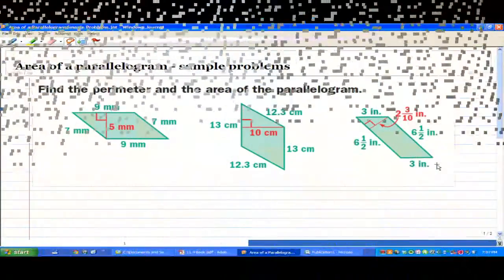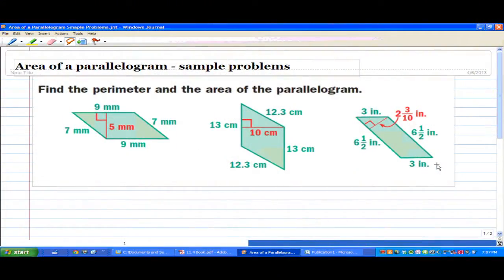All right, let's try some sample problems. Here you want to find the perimeter and the area of the parallelogram. Remember, the perimeter is the distance around the outside. A lot of times you're going to get problems with a lot of numbers like this, and you have to know what to use for the formula, and that's probably going to be the hardest part of all these.